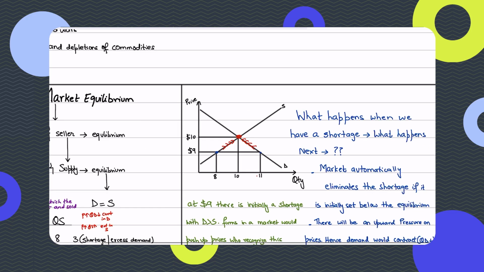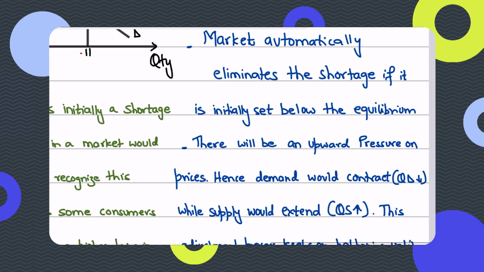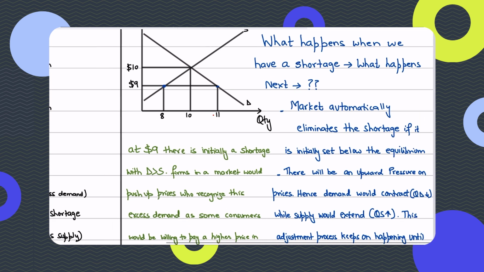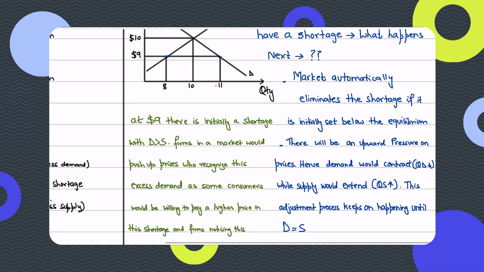And exactly, I've written this as well, that the market automatically eliminates the shortage or excess demand if the market price is initially set below the equilibrium. So there would be upward pressure on prices, and hence demand would contract while supply extends. And this adjustment process keeps on happening until demand is equal to supply again. Right, so at $9 you have an initial shortage, but that shortage will not persist. It's not consistent. It's not fixed. Markets will restore back to equilibrium.